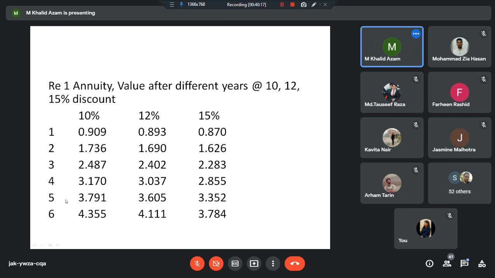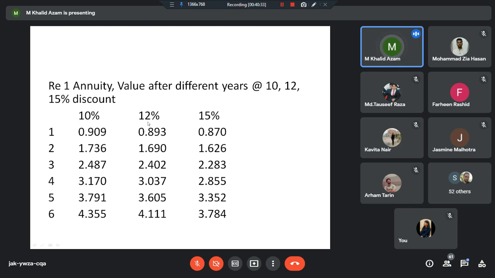Now you are receiving 6 rupees. So the first year, second year, third, fourth, fifth, and sixth year. You have received 6 rupees, but its value is not 6 rupees or 5 rupees. Its value has come down to only 4 rupees 355.